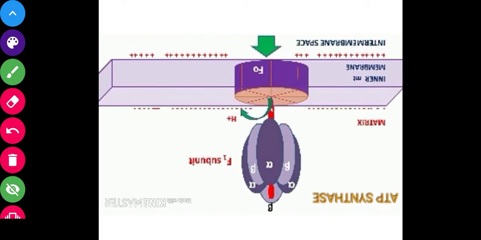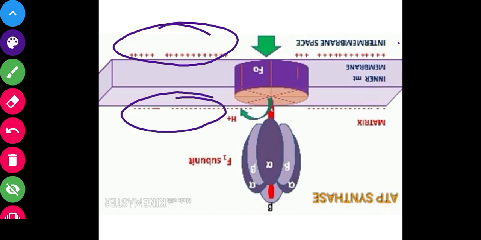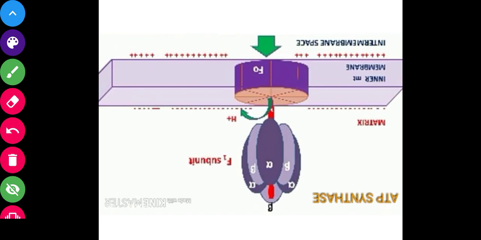Because of this, a proton gradient will be formed in the intermembrane space, and there will be positive charge here and negative inside, that means in the matrix. The protons try to enter into the matrix, but the inner membrane cannot allow it, because it is impermeable. So the only way is that they pass through the ATP synthase complex.